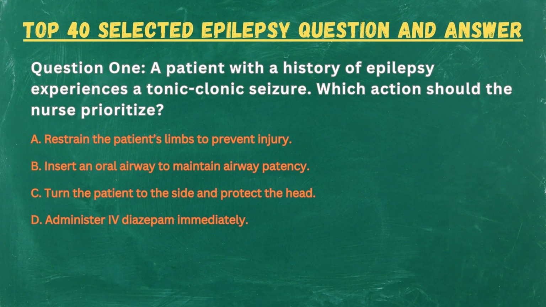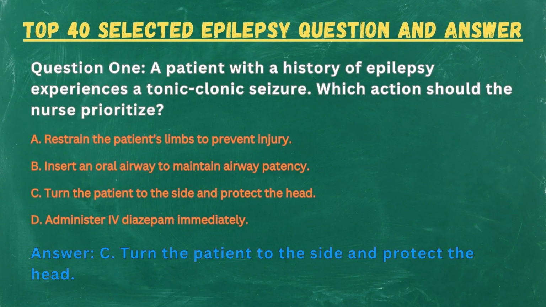Question 1. A patient with a history of epilepsy experiences a tonic-clonic seizure. Which action should the nurse prioritize? A. Restrain the patient's limbs to prevent injury. B. Insert an oral airway to maintain airway patency. C. Turn the patient to the side and protect the head. D. Administer 4 diazepam immediately.